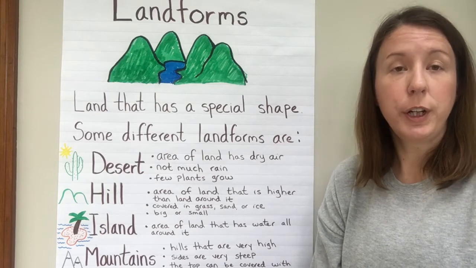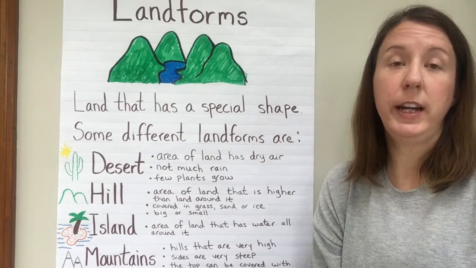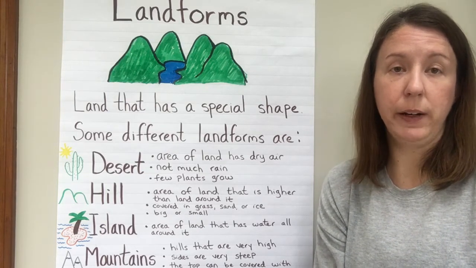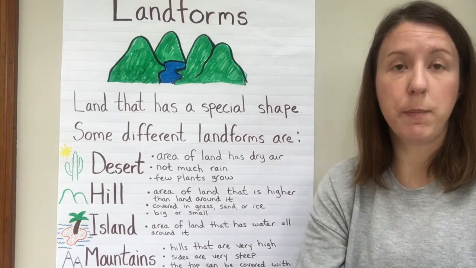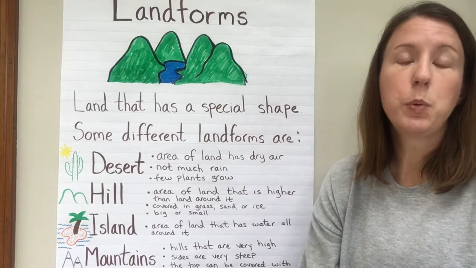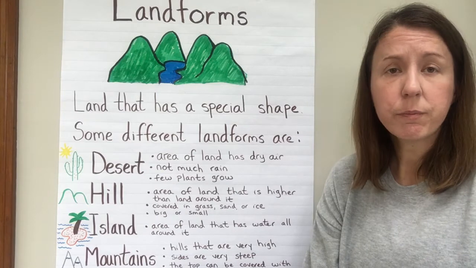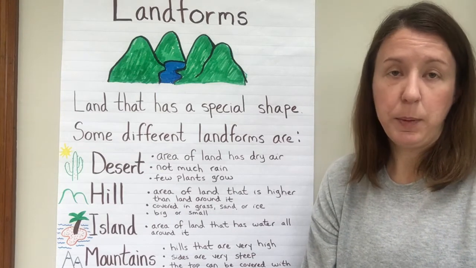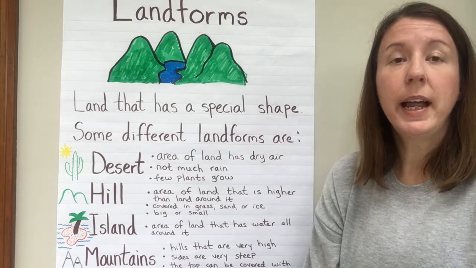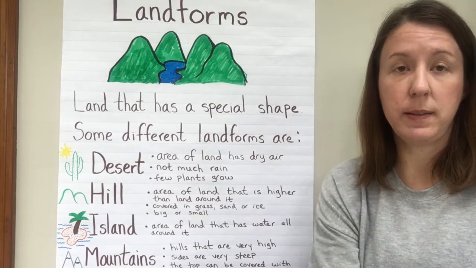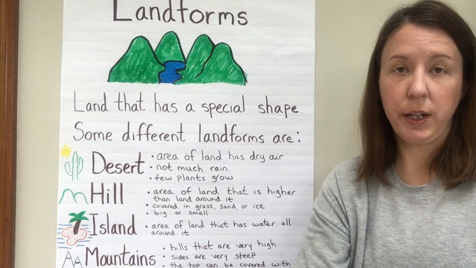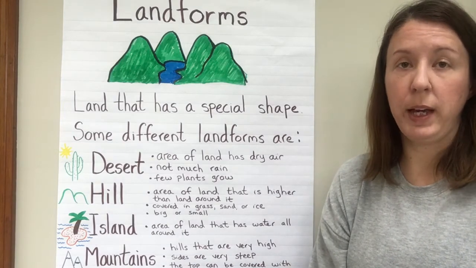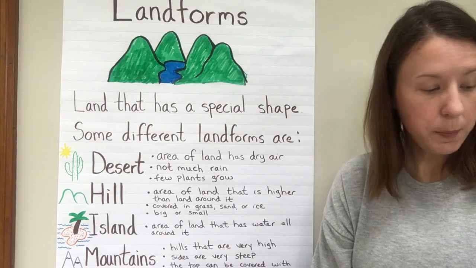So depending on your learner, one very introductory way to talk about landforms is to show them pictures of bodies of water, like a swimming pool, an ocean, river, and landforms. And you can have them sort. This is land, and this is water. So that's one way that you can talk about landforms.